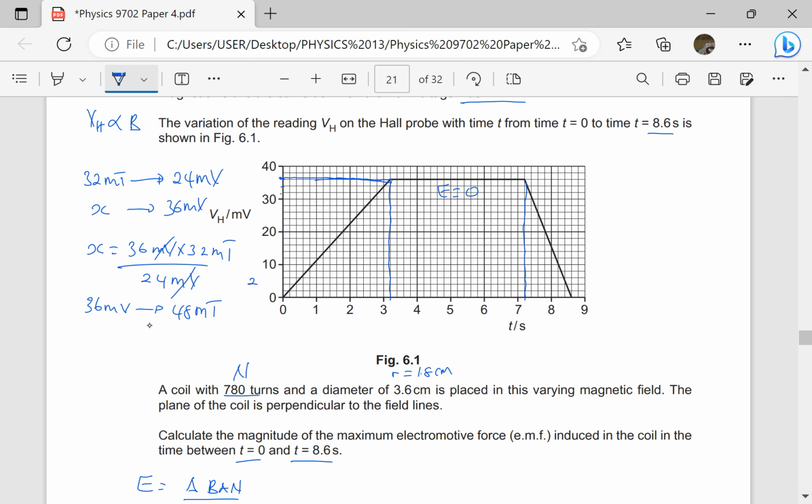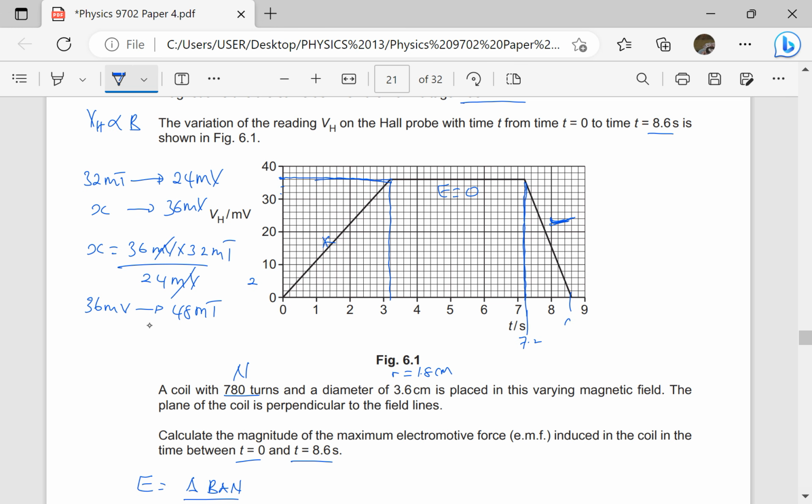Reason? The graph is showing that the magnetic flux density is not changing. There is no change in magnetic flux linkage. That's why the Hall voltage is constant. The gradient here is smaller than the gradient here. So this is the part where we are going to get the maximum EMF. The maximum EMF will be got from the gradient this side. And this is 7.2, I think.